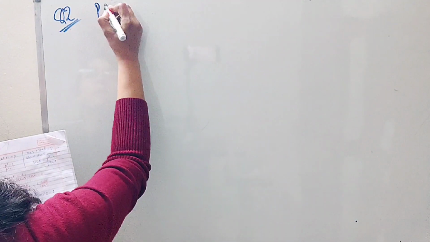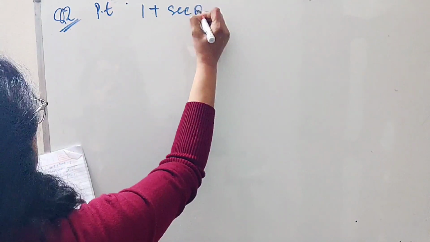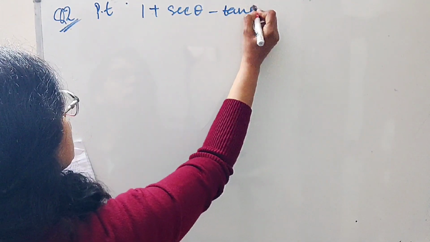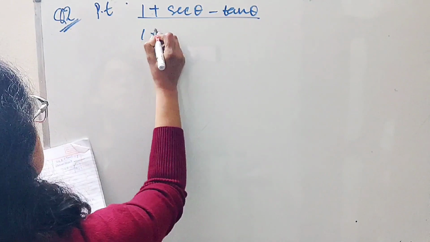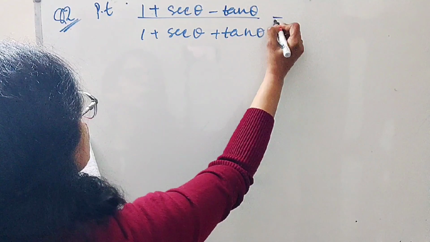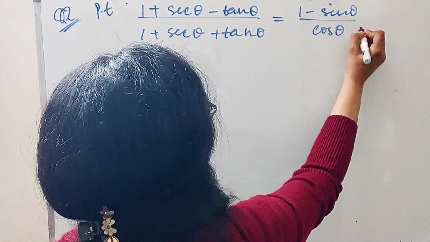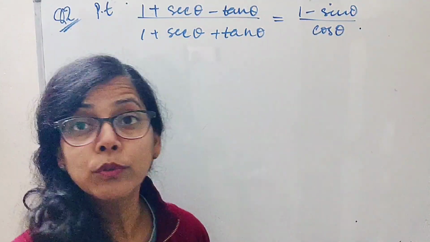So the second question is: prove that, I am writing PT for prove that, 1 plus sec theta minus tan theta upon 1 plus sec theta plus tan theta is equal to 1 minus sin theta upon cos theta. Okay, so how will you do this question?